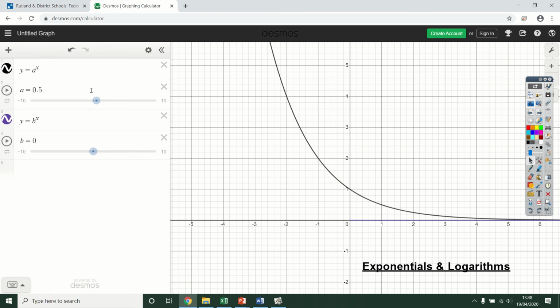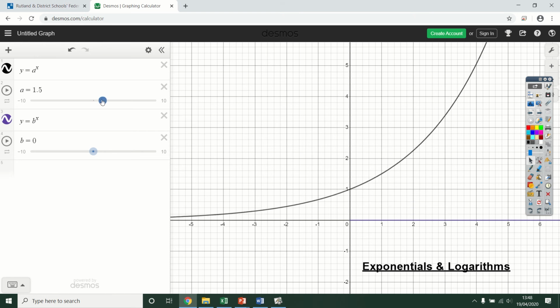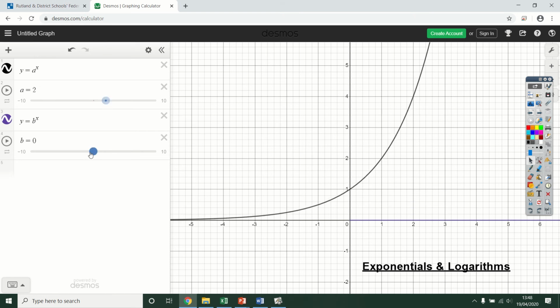There's one other thing I can show you as well. If I put my a back to 2, and then I make b a special value that relates to it, if I make it 0.5, you'll notice that these are mirror images of each other. It's a reflection in the y-axis, and you'll probably know why that is. That's because of the relationship between 2 and 0.5, in that they're reciprocals.